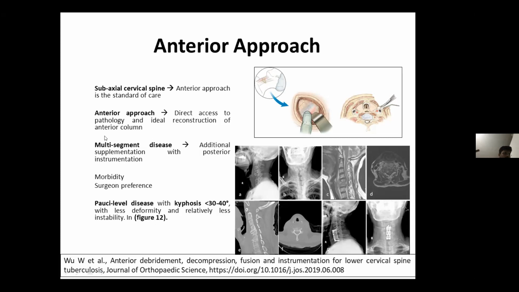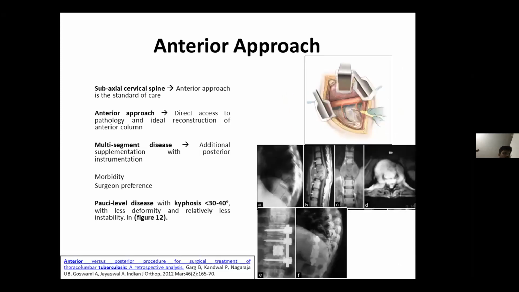But whenever there is a multi-level disease, just an anterior approach may not suffice, whether in the cervical spine or the rest of the spine. So a posterior instrumentation should definitely be considered. And also when there is a significant kyphosis, it should be a combined approach. It should not just be an anterior approach. This is all in active disease.